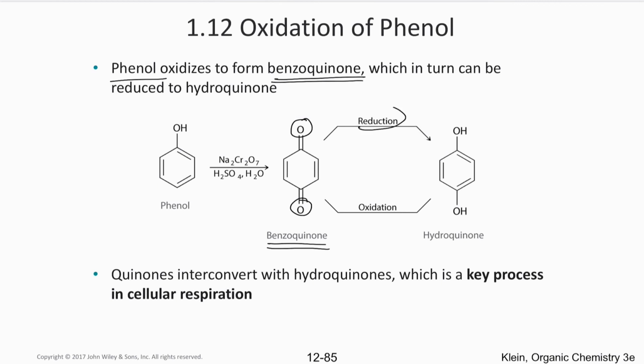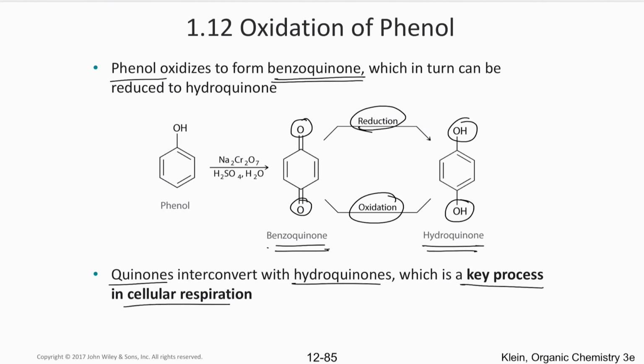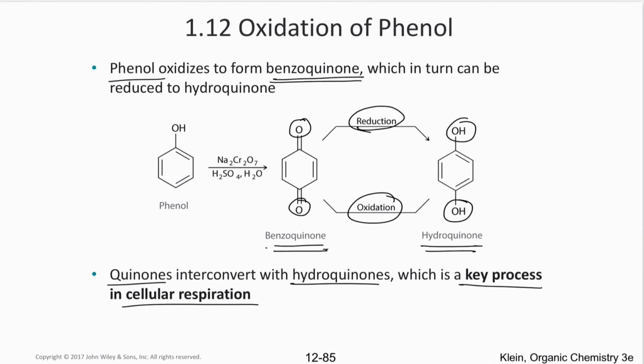Under reduction it creates hydroquinone. Hydroquinone is where you get OH groups. Under oxidation we see benzoquinone, where you see two oxygens. So quinones are converted into hydroquinones, which is one of the key steps in cellular respiration. So cells can respirate, or remove oxygen or add oxygen, by this particular process. This is one of the processes that can use this.